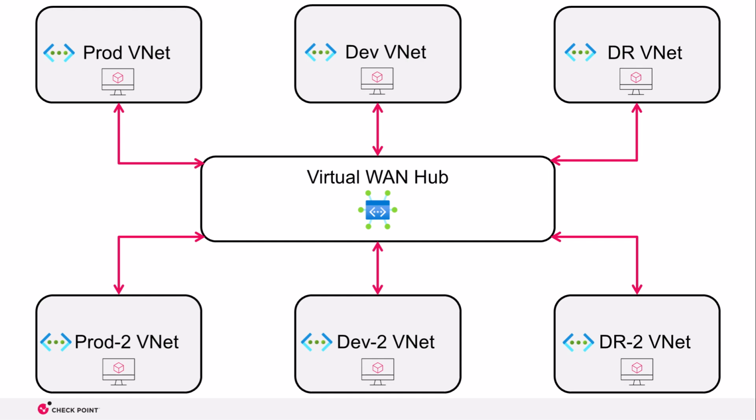The beauty of this is that Checkpoint CloudGuard Network Security lives inside the Virtual WAN hub, and so all those connected peers can be secured. All those connections between VNets can be secured.